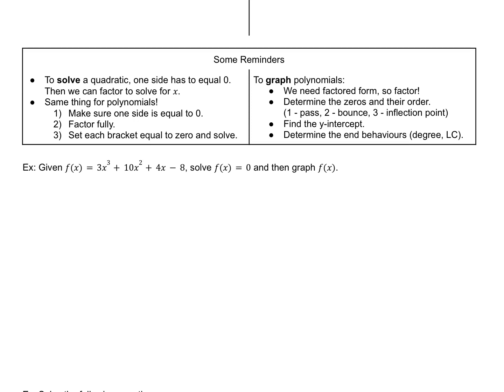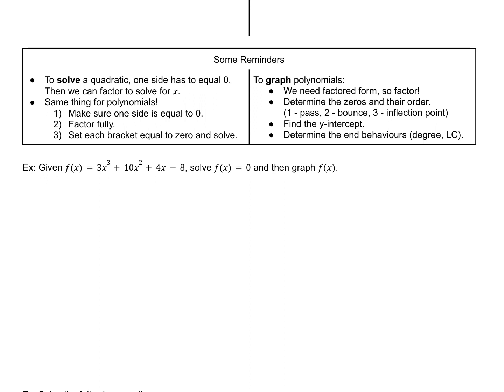In this video, we will combine our knowledge of dividing polynomials and factoring polynomials to solve and graph polynomials. So some reminders. When you have solved quadratic equations in the past by factoring, one side had to be set equal to 0. So it's going to be the exact same thing for polynomials. One side should be 0, then factor fully, and after that you can set each bracket equal to 0 and solve. In terms of graphing, we know we need factored form, and then we can look at the order of each of the factors, or 0.